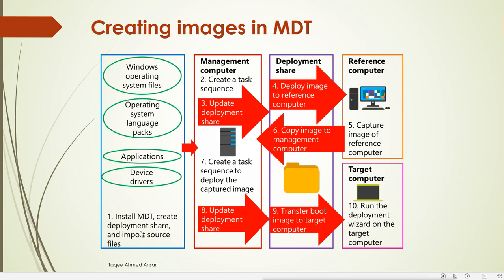So how will you do that? You will create a task sequence to deploy the image and to capture the image. You update the deployment share, create the task sequence, update the deployment share, then you deploy the image to a reference computer. This is the reference computer you created, and in that reference computer you added everything you want. Then you copy the image to the management computer, and you create a task sequence to deploy the captured image. Then you will deploy the captured image.